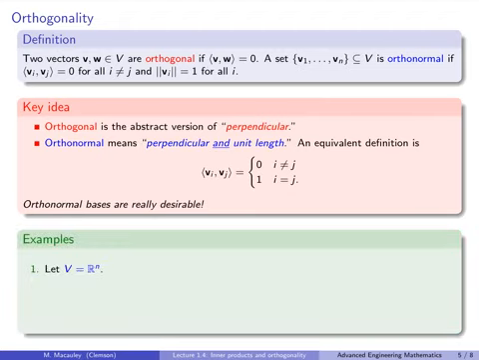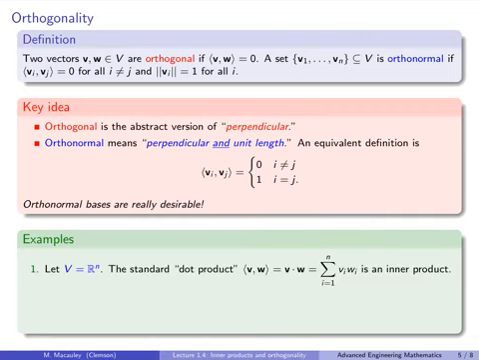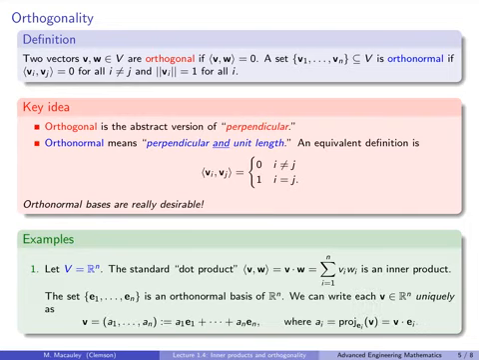Let's do some examples. Start with Rn. I've already said this before. The standard dot product, which is just v dot w, and this is how we define it, is an inner product. The set E1 up to En that you know and love is an orthonormal basis of Rn. These are mutually perpendicular and they all have unit length.